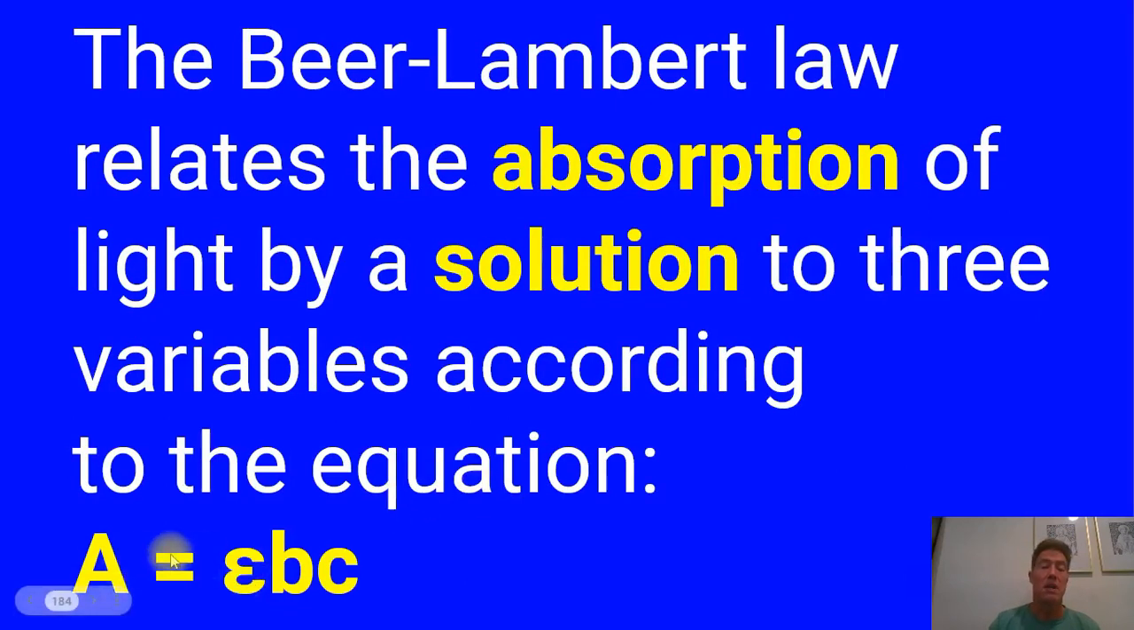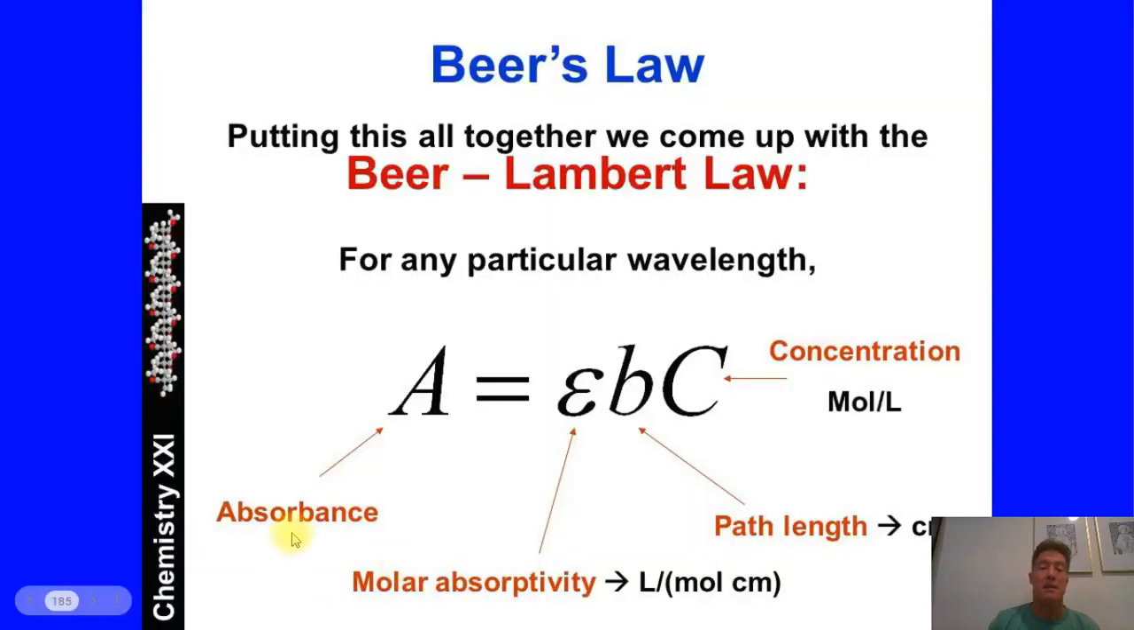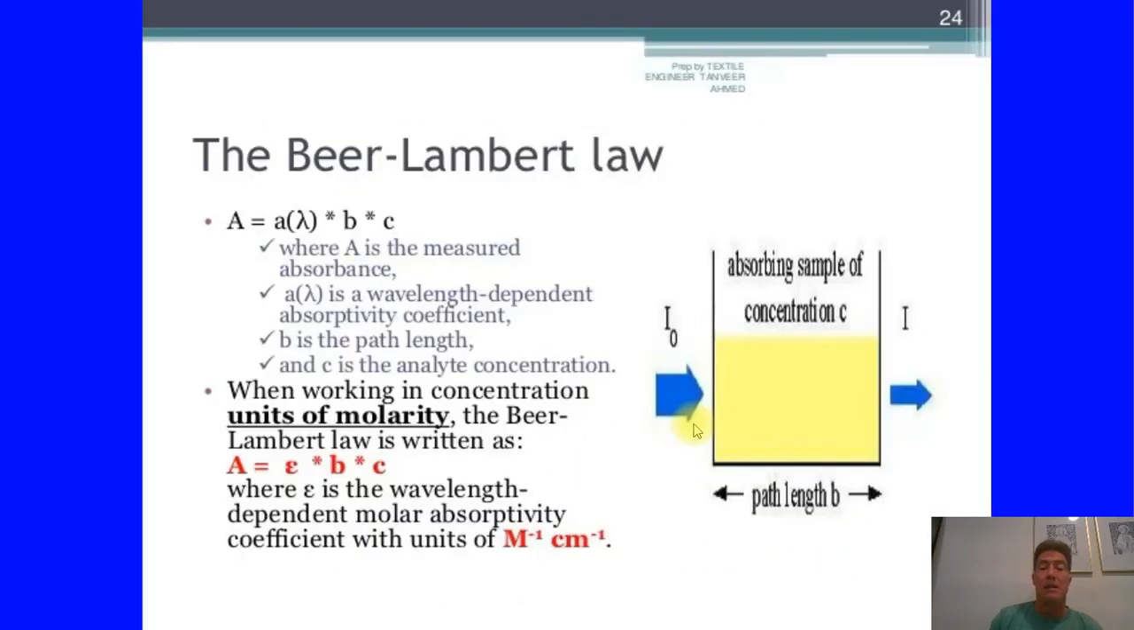So it says the absorption is according to this equation, EBC. And this means our absorbance is equal to the molar absorptivity times your path length times your molar concentration. So basically, right, we take some incoming light and we pass it through an absorbing sample. It has to travel a certain distance, and we just measure the difference between the incoming energy and what is left over after it goes through the sample.